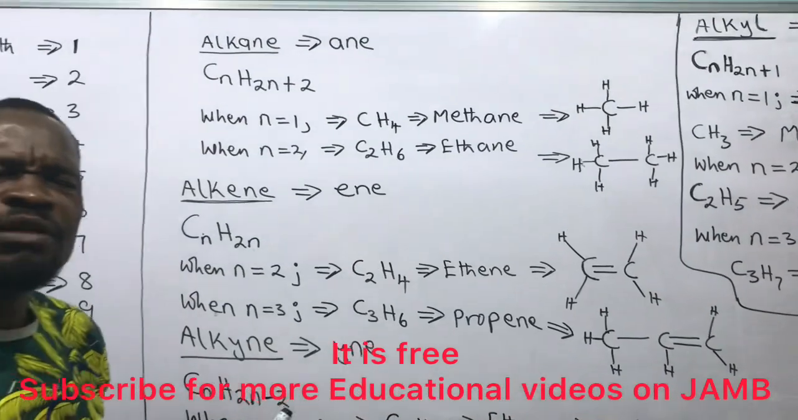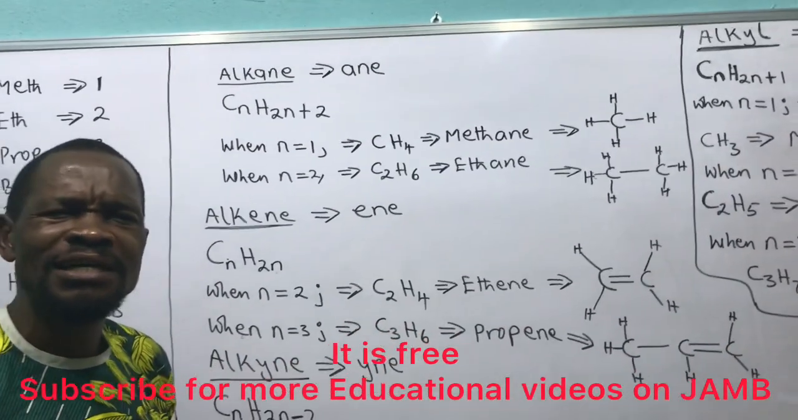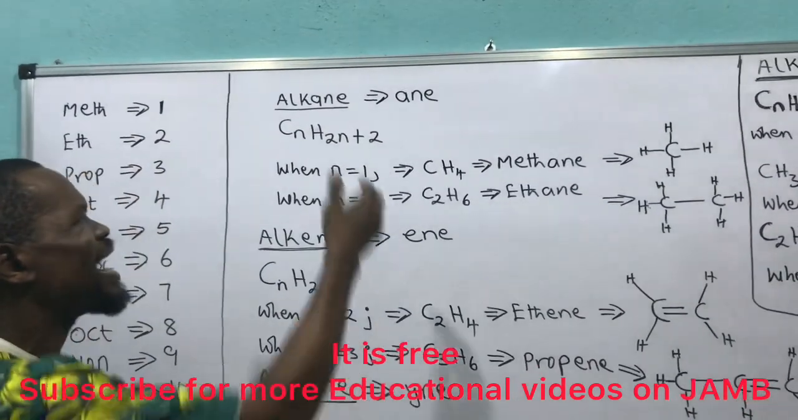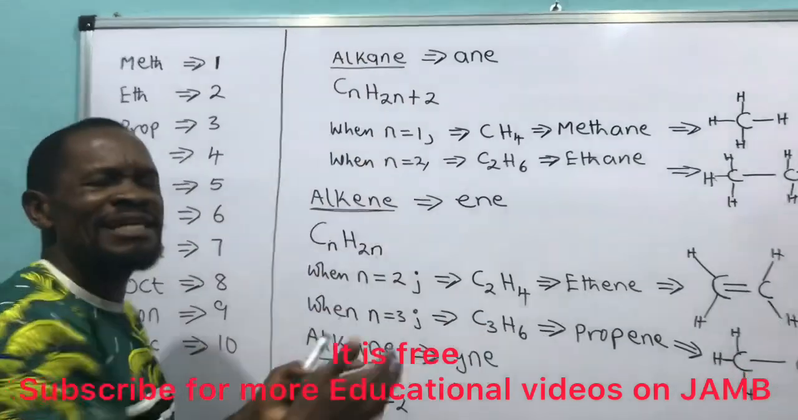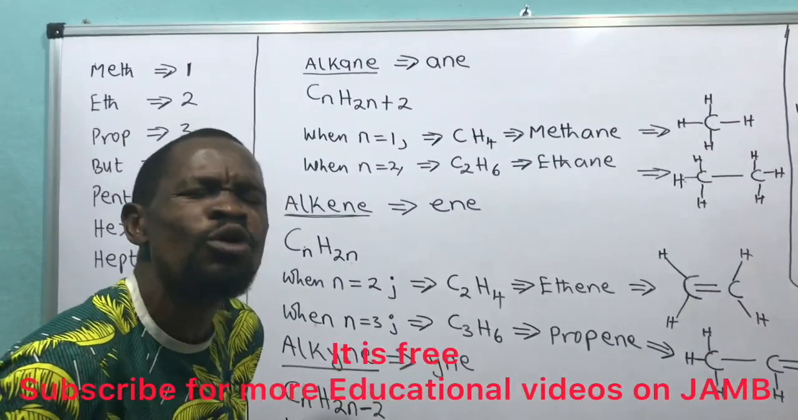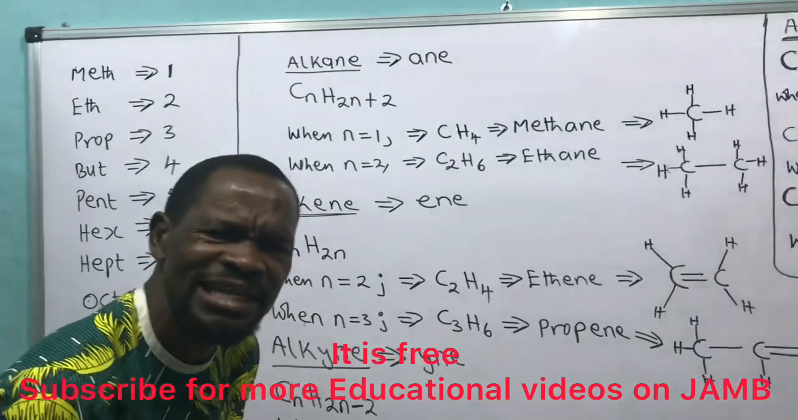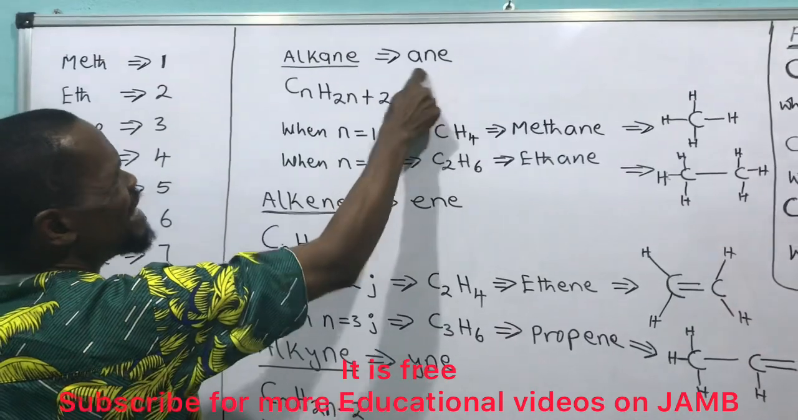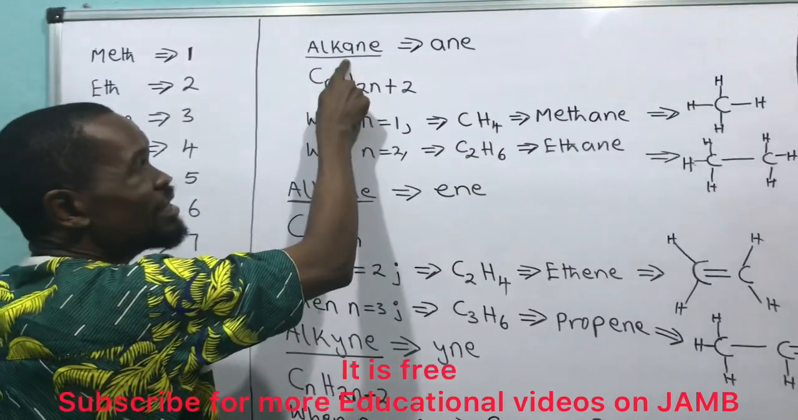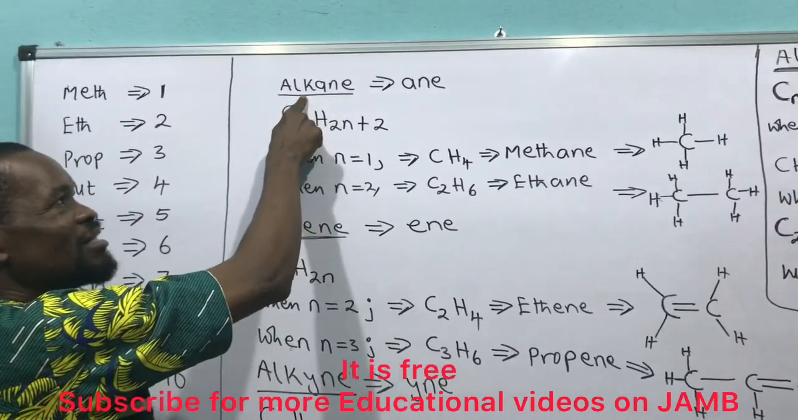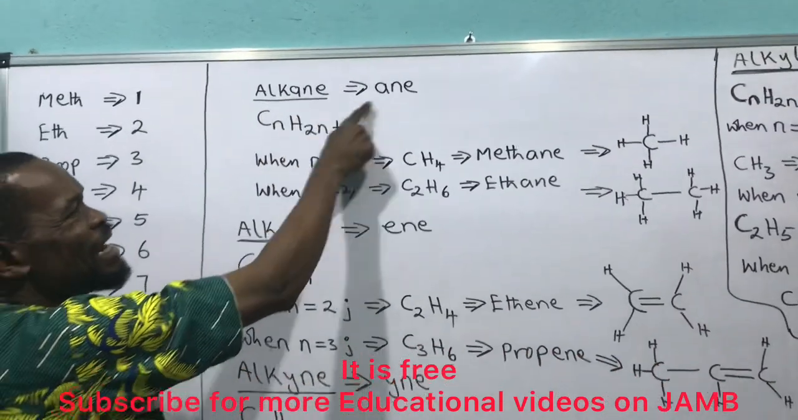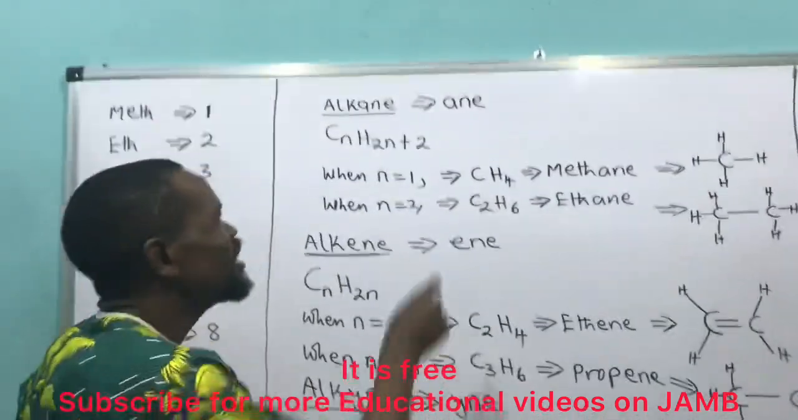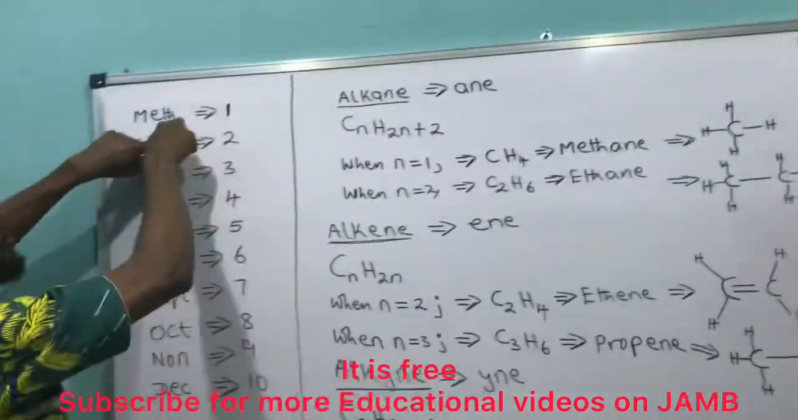Alkane is one of the members of what? Aliphatic hydrocarbon. Alkane is a family, which we call a homologous series, under aliphatic hydrocarbon. Look at its name, alkane. Look at the parent name. Alk is the general name, and the parent name becomes ane. Ane is the parent name.